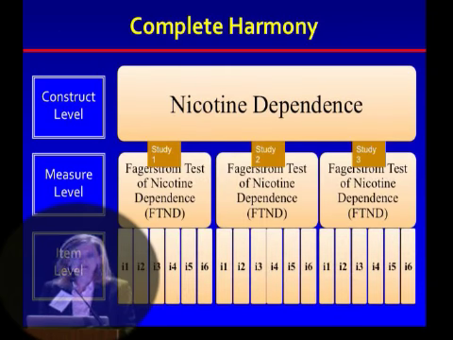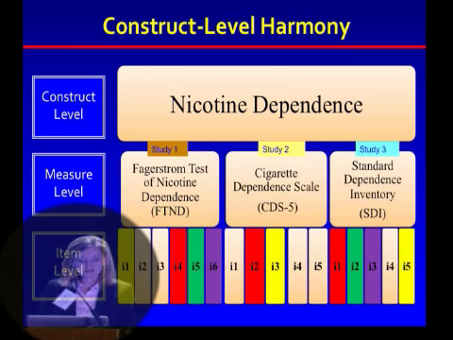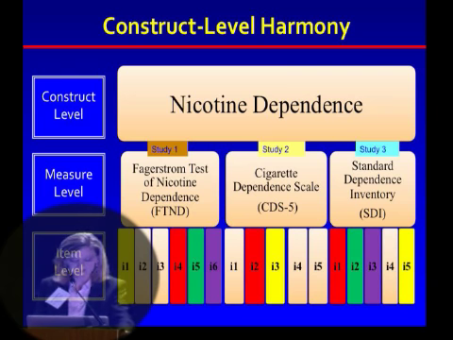So complete harmony is that you've got 3 independent studies that are answering 3 very different research questions, but they're all measuring the construct of nicotine dependence, and they're all using the same instrument, and they're all using the same measures. Construct level harmony is where you've got 3 independent studies. They're all pursuing different research questions. They're all going to be measuring nicotine dependence, but they're using 3 different measures for measuring nicotine dependence.